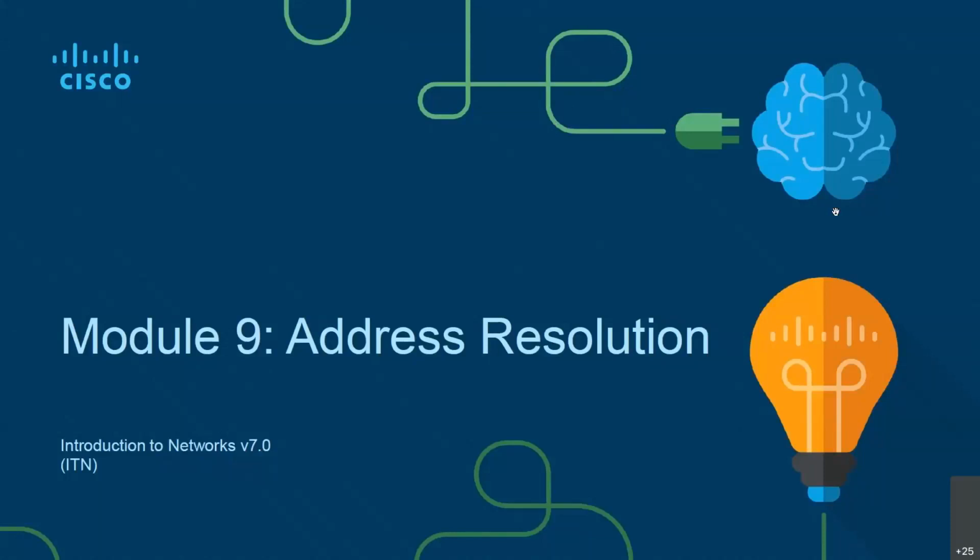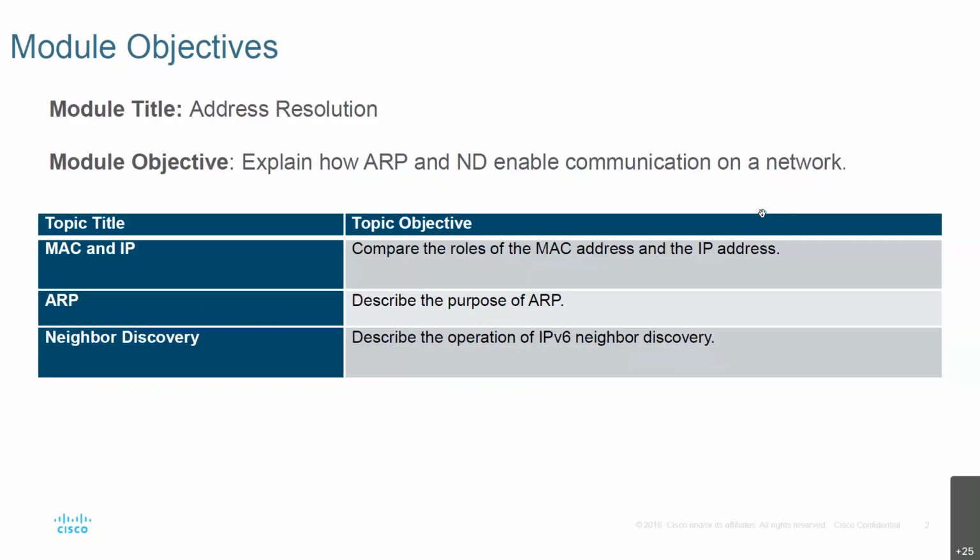Okay, students, let's start today's session, which is our second topic, address resolution, which is actually our ARP, address resolution protocol. This will be a short session, but it will give us some insight into the concept of address resolution and how ARP and network discovery enable communication on a network. ARP is for IP version 4 and ND for IP version 6. So we'll look at the concept of both MAC and IP addresses, ARP and ND.